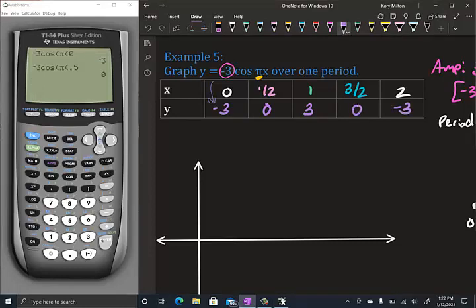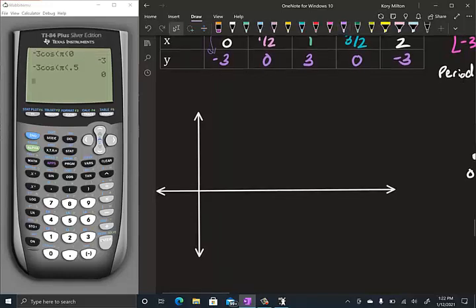Alright, now that we have all our values, let's go ahead and fill out our coordinate plane. So we have 3, negative 3, 0, 1/2, 1, 3 over 2, and then 2.